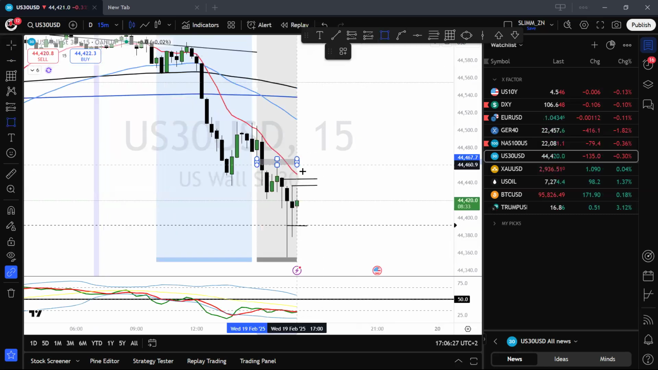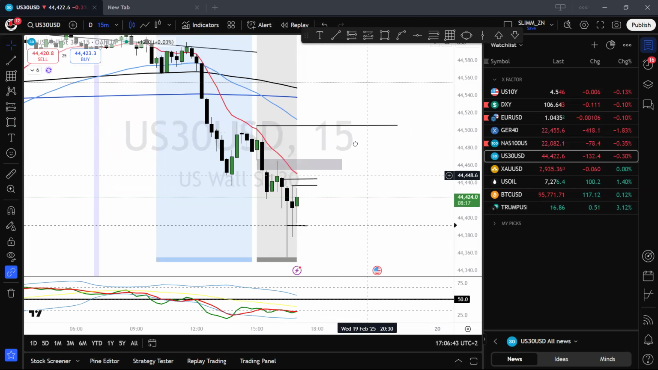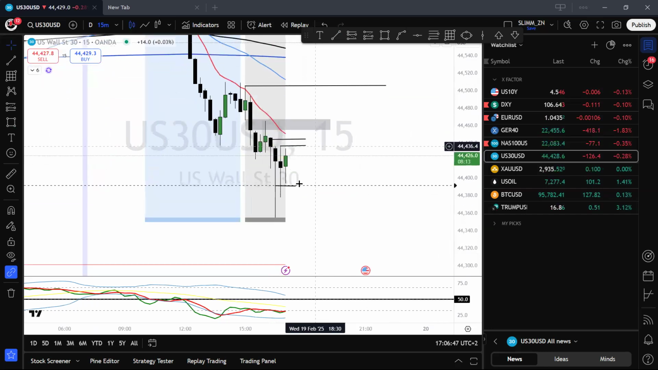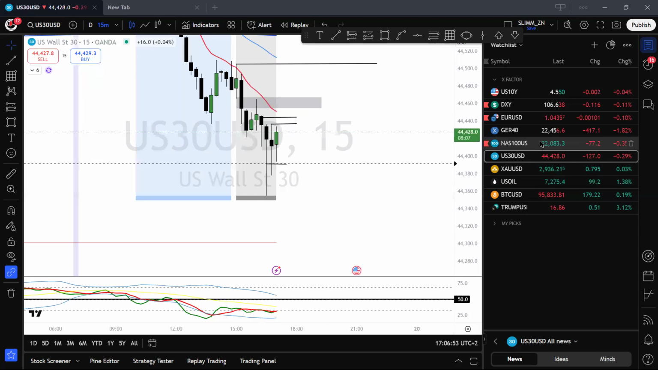Okay, this imbalance was already respected. They might still come back into it. They might still come back up to the New York highs. This is just like points of interest. Otherwise, I'll be happy with taking that sell. So here we've got an alert in case we need to jump in abruptly. We are ready for that.